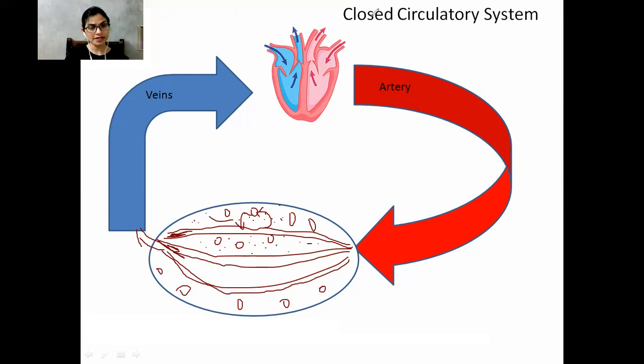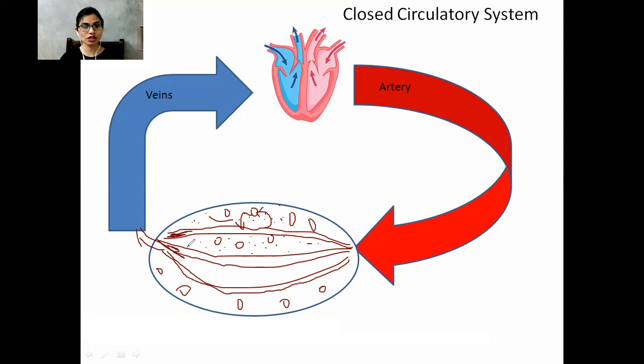Certain animals have an open circulatory system also. In an open circulatory system, blood comes directly in contact with the cells. Those animals do not contain capillaries. Capillaries are not present in animals which have an open circulatory system. Usually the lower animals have this open circulatory system. After that, let's talk about blood.